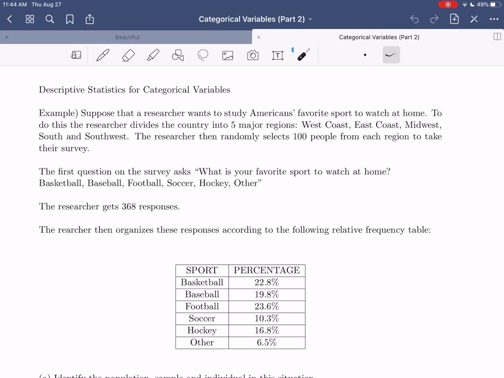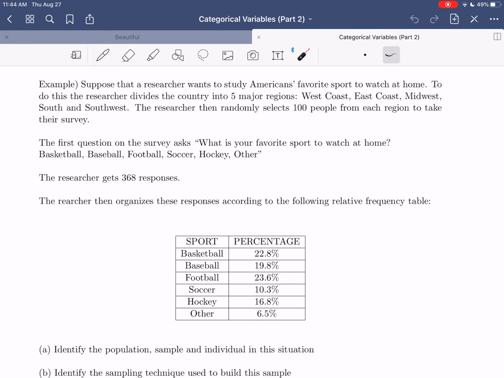The first question on the survey asks, what is your favorite sport to watch at home? And they give the options of basketball, baseball, football, soccer, hockey, or other. Notice that this question is saying, what is your favorite sport to watch at home? So this is a more standard categorical variable for us because each individual is only going to be able to give a single response. You have to pick one category to put yourself in because it's your favorite sport. Notice here it says that the researcher gets 368 responses. So while they did send it out to 500 people, only 368 responded.